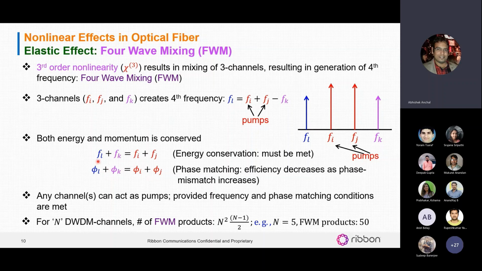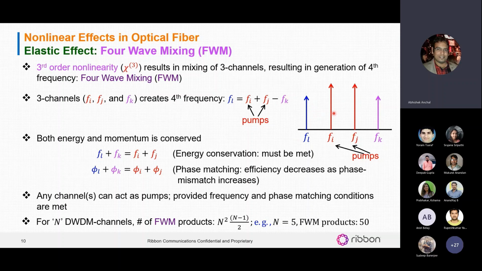If this condition is met, four-wave mixing is very efficient and the power of the four-wave mixing product, which means the fourth frequency, will be very high. So the interesting thing about four-wave mixing is that any channel, it doesn't matter, these two can also act as a pump and work with this third to generate this, and so on.